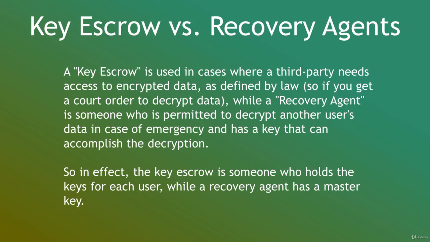Let's compare a key escrow versus a recovery agent. A key escrow is used in cases where a third party needs access to encrypted data as defined by law. So if you get a court order to decrypt data, for example. While a recovery agent is someone who is permitted to decrypt another user's data in case of an emergency and has the key that can accomplish that decryption. So in effect, the key escrow is someone who holds the key for each user, while a recovery agent has a master key.